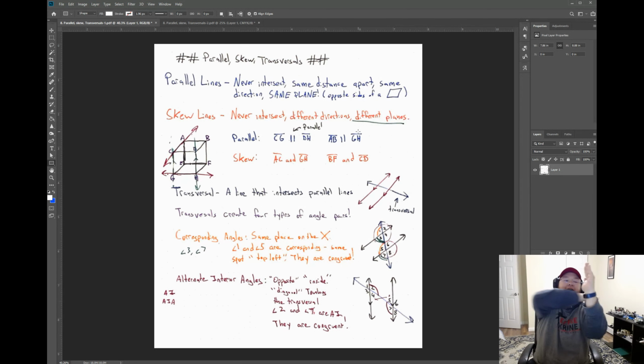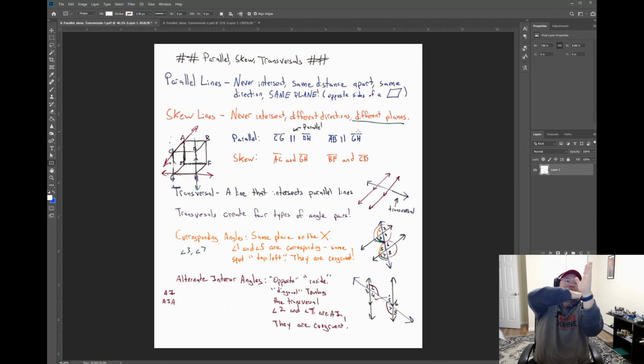If I had super stretchy arms, like Miss Marvel or Elastic Man, my hands, if they went on forever, would never intersect. They would never touch. Yet they're obviously not parallel because they're not going in the same direction. So skew lines never intersect, but they don't go in the same direction. And that's what I've tried to show here. But you can't see what I'm saying when I say here. Skew lines never intersect, different directions, different planes.